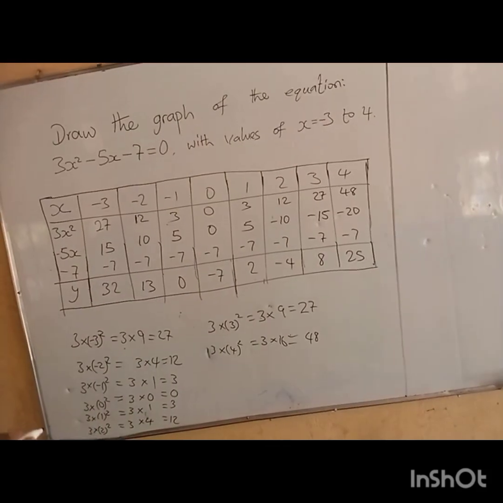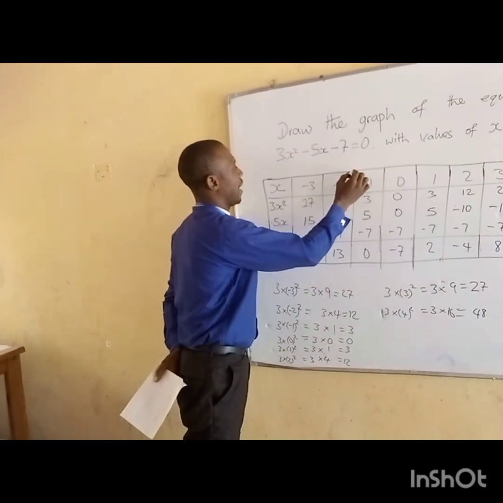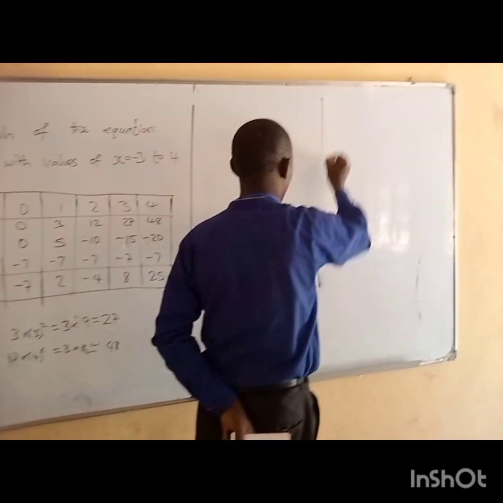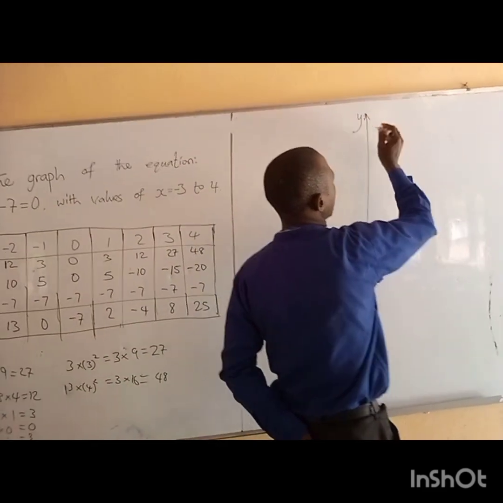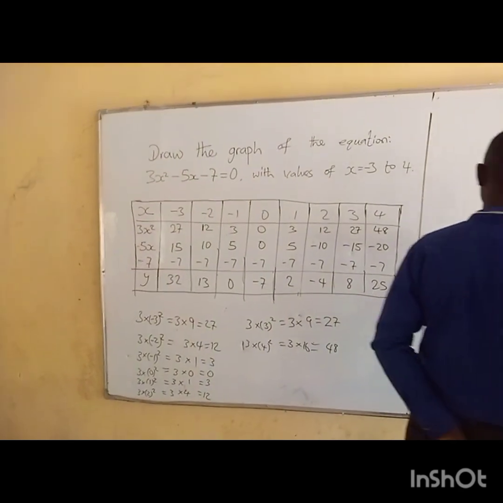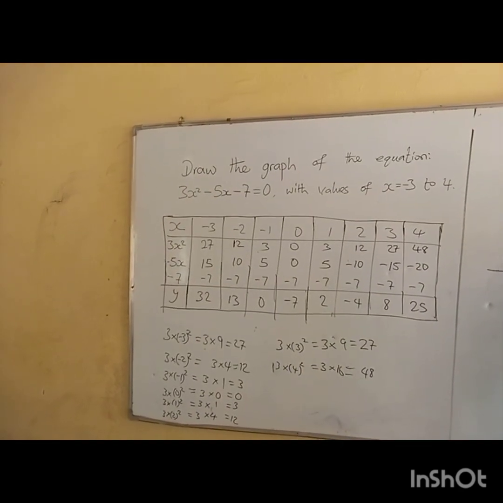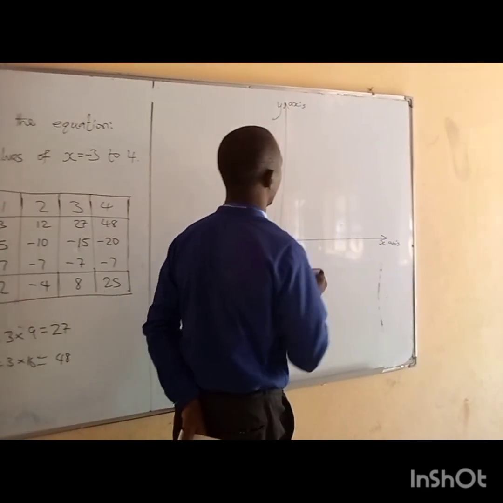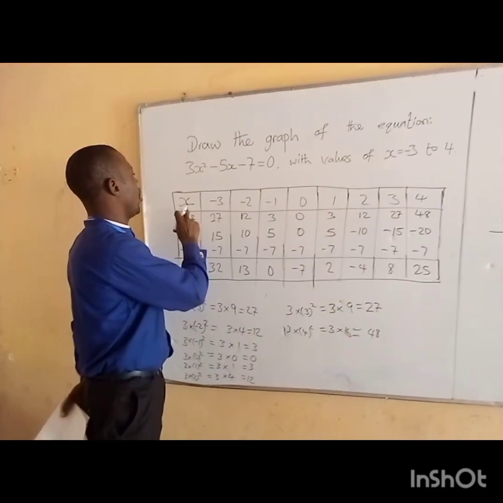Now, having this result, we'll go further to plot our graph. Now, the graph we're going to plot is going to be the y-axis against the x-axis. So we have the x-axis, and then we choose a unit based on the values of x.